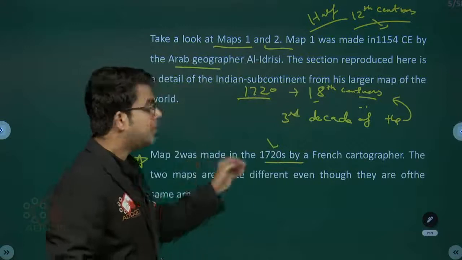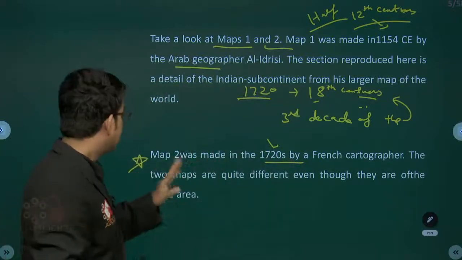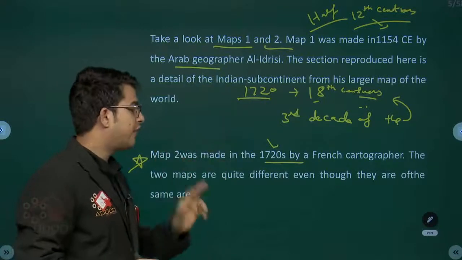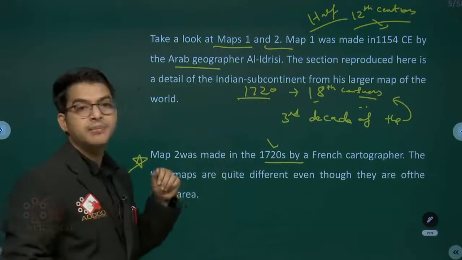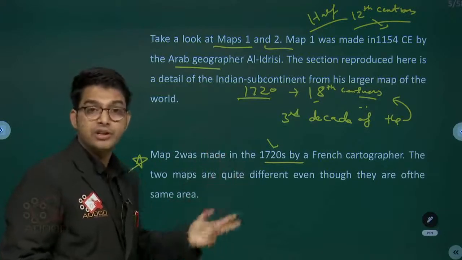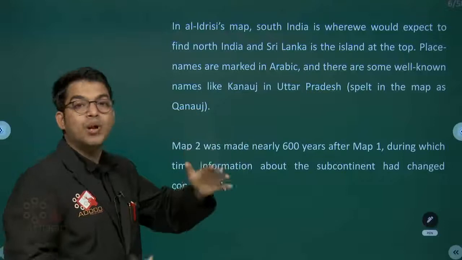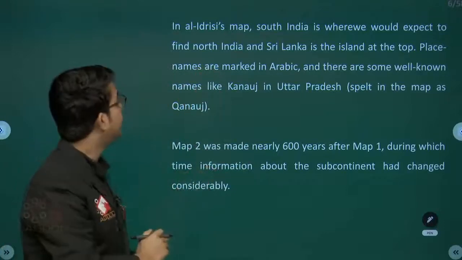So the second was made in the 1720s by a French cartographer. The two maps are quite different even though they are of the same area. Same area in the sense of the same geographical area, the Indian subcontinent they're talking about. But one is just an idea and one is specific with its boundaries.